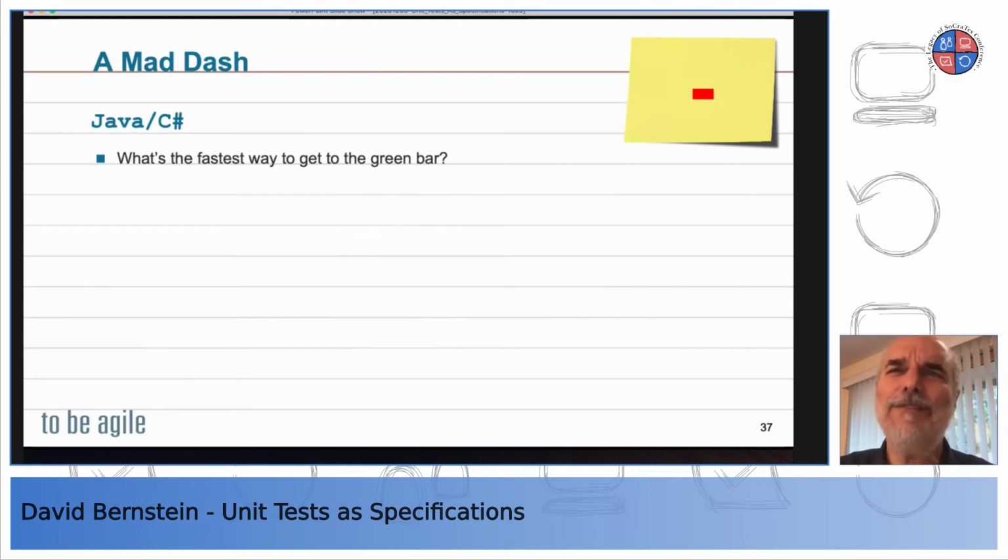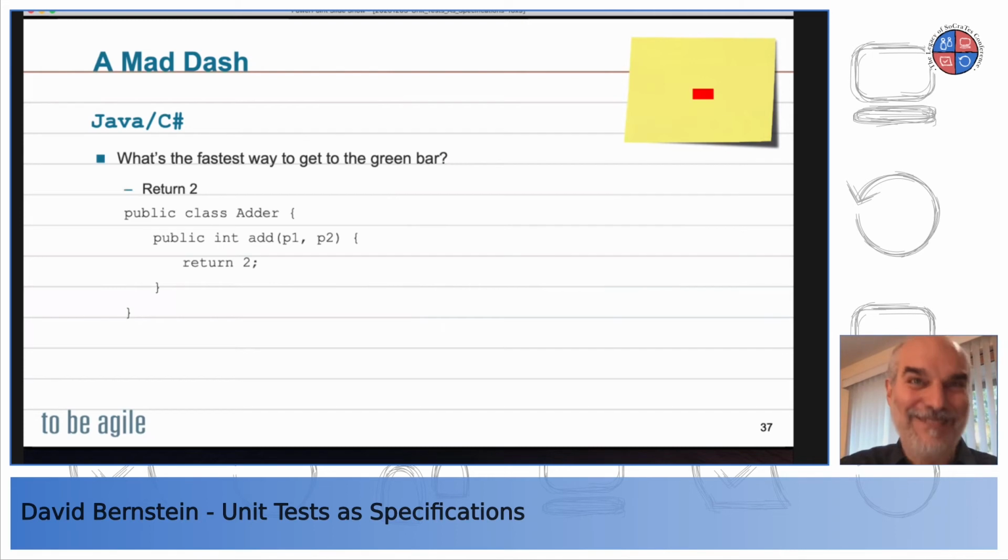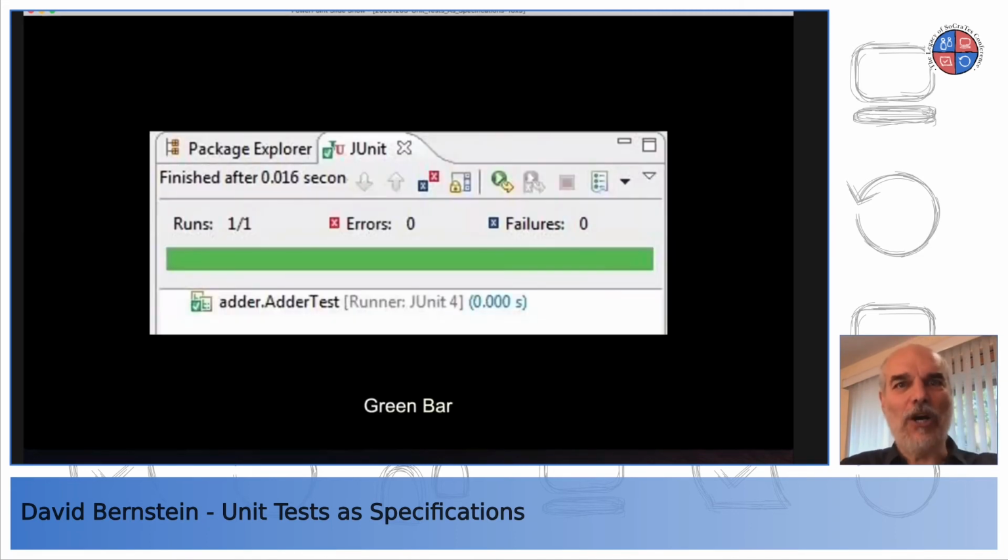And when I ask developers this question, they immediately say what you are thinking right now, which is return the hard-coded number 2, right? It's the very fastest way to get there. So that's what I'm going to do. I'm going to return the hard-coded number 2. And when I run my test, what happens? Green bar. Hey, I am on a roll now. Okay. And if I only want to add the numbers 1 and 1 together, then I'm done. But that would be a pretty poor adder.